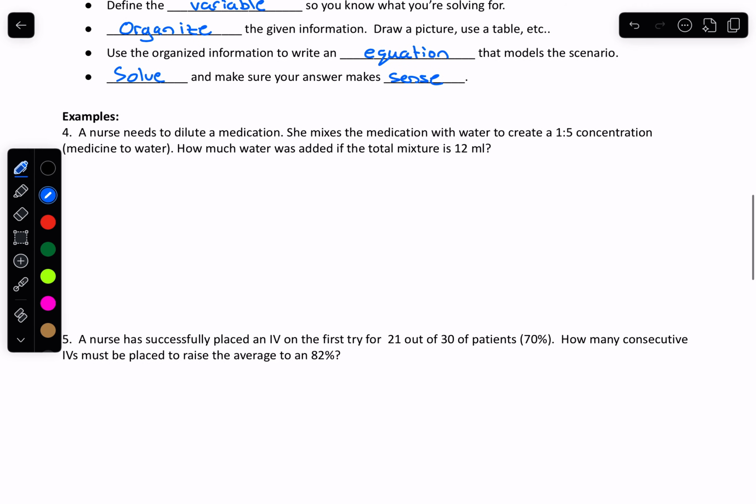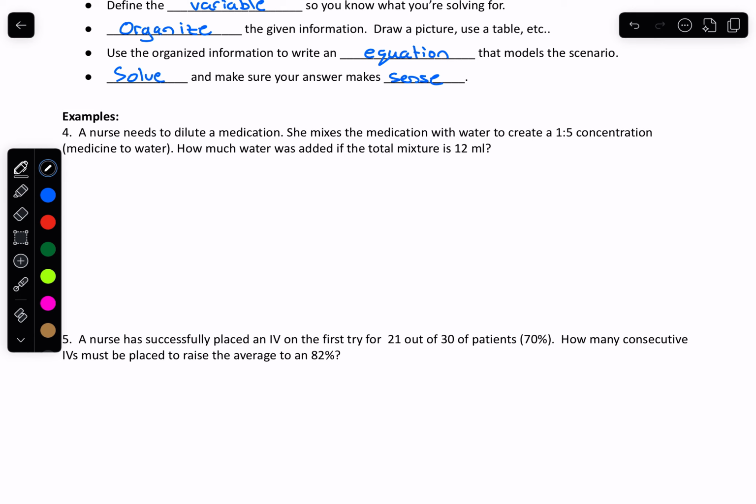All right, number 4. A nurse needs to dilute a medication. She mixes the medication with water to create a 1 to 5 concentration of medicine to water. That means that there is 5 times as much water as there is medicine. How much water was added if the total mixture is 12 milliliters? So we need to turn this into a proportion somehow.